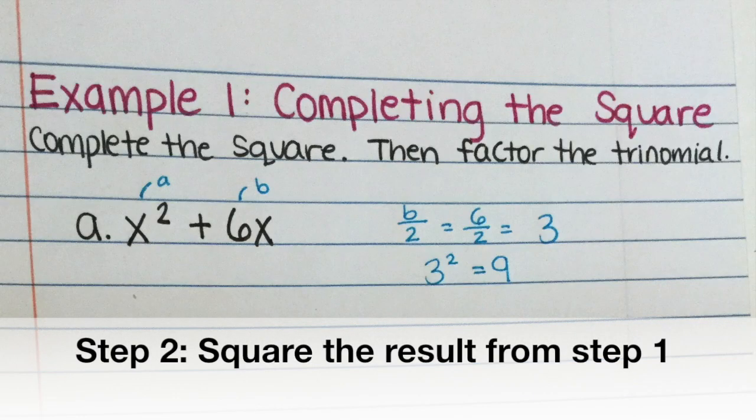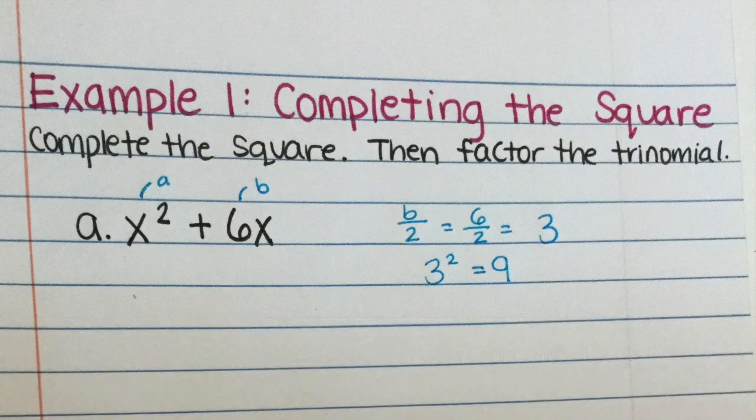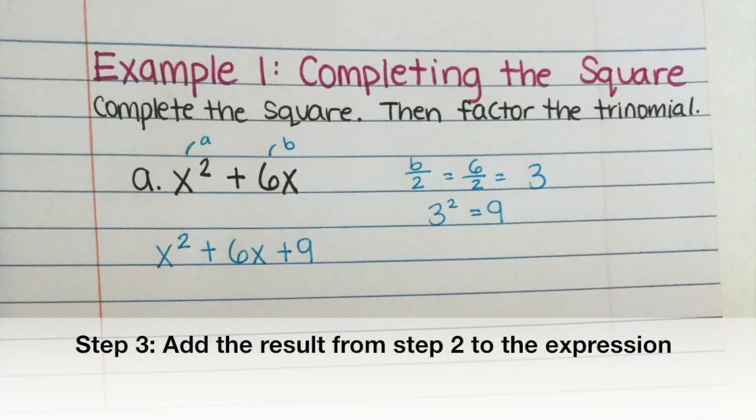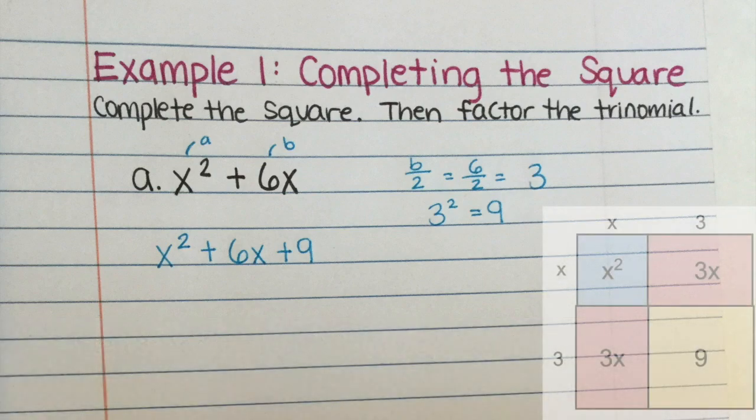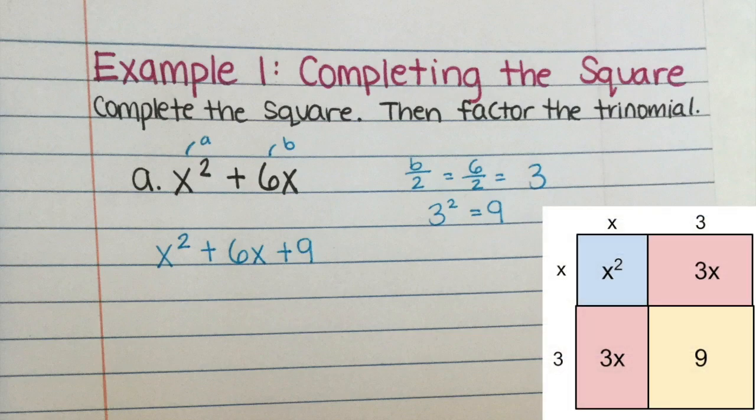Like I said, our second step is to square the result from step 1. In step 1, we got the number 3. In step 2, we're going to take 3 squared, which will give us 9. And 9 is that constant that is going to complete the square. Our final step in completing the square is to add the result from step 2 to the expression. So I'm going to add 9 to my original expression, which was x squared plus 6x. As you can see in the picture, I have now completed the square with that last constant term. That number 9 completes the square. It's a perfect square trinomial now.